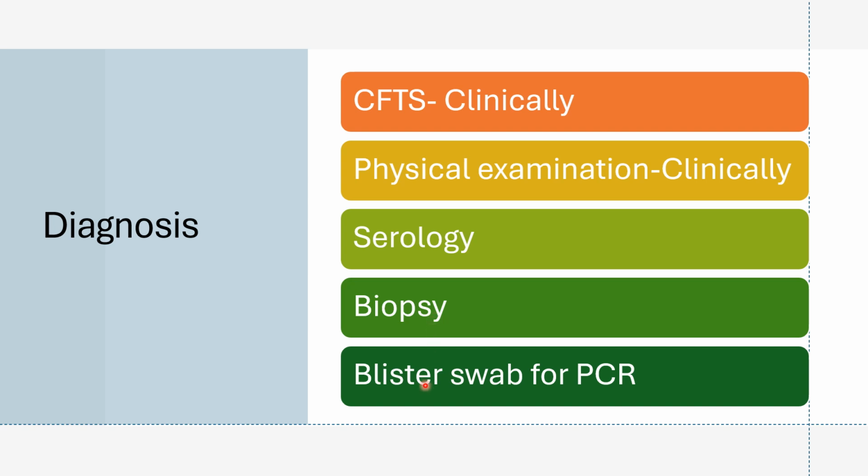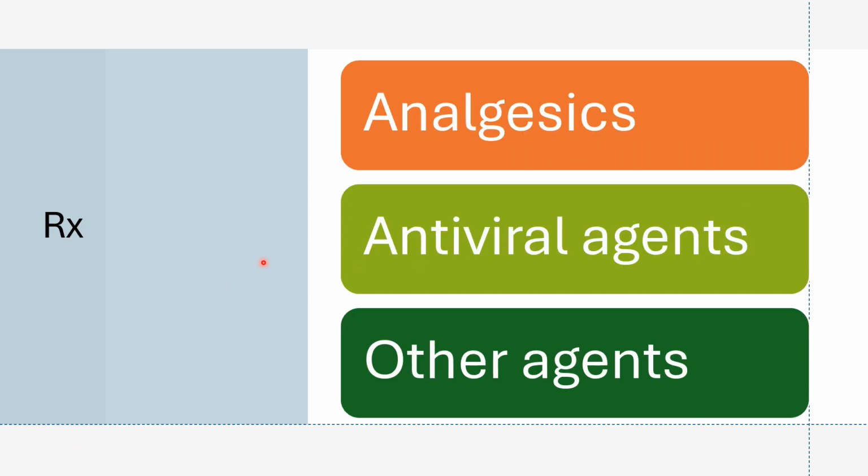It's rare. If we are able to pick up vesicles, we can swab the blisters for polymerase chain reaction. Other vesicles or pustules, just swab for polymerase chain reaction to get a definitive diagnosis of varicella zoster virus, herpes zoster virus. Once the diagnosis has been accurately made, treatment is easier. Analgesics, antiviral agents. Other agents, depending on what is available in your country or jurisdiction, could be corticosteroids, gabapentin, oxycodone, and so on.